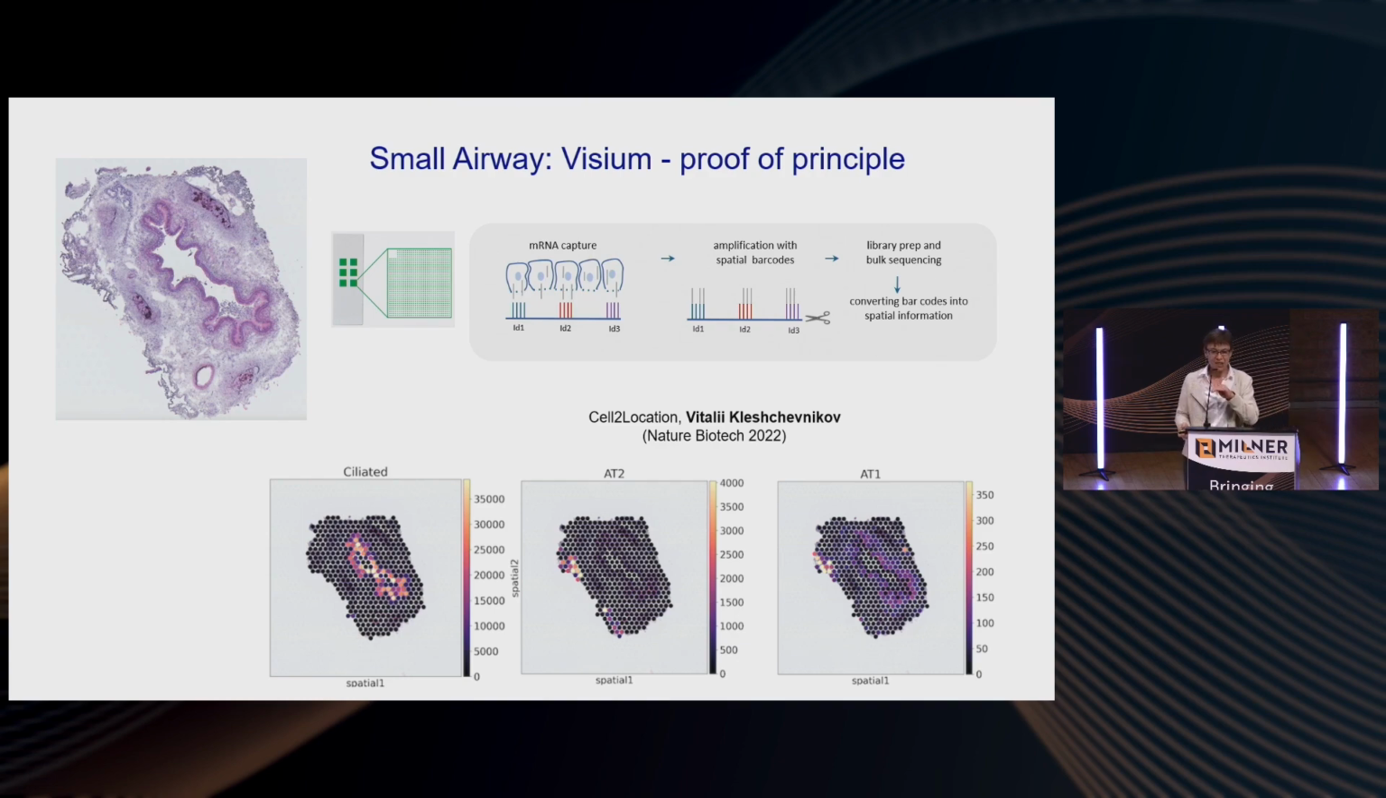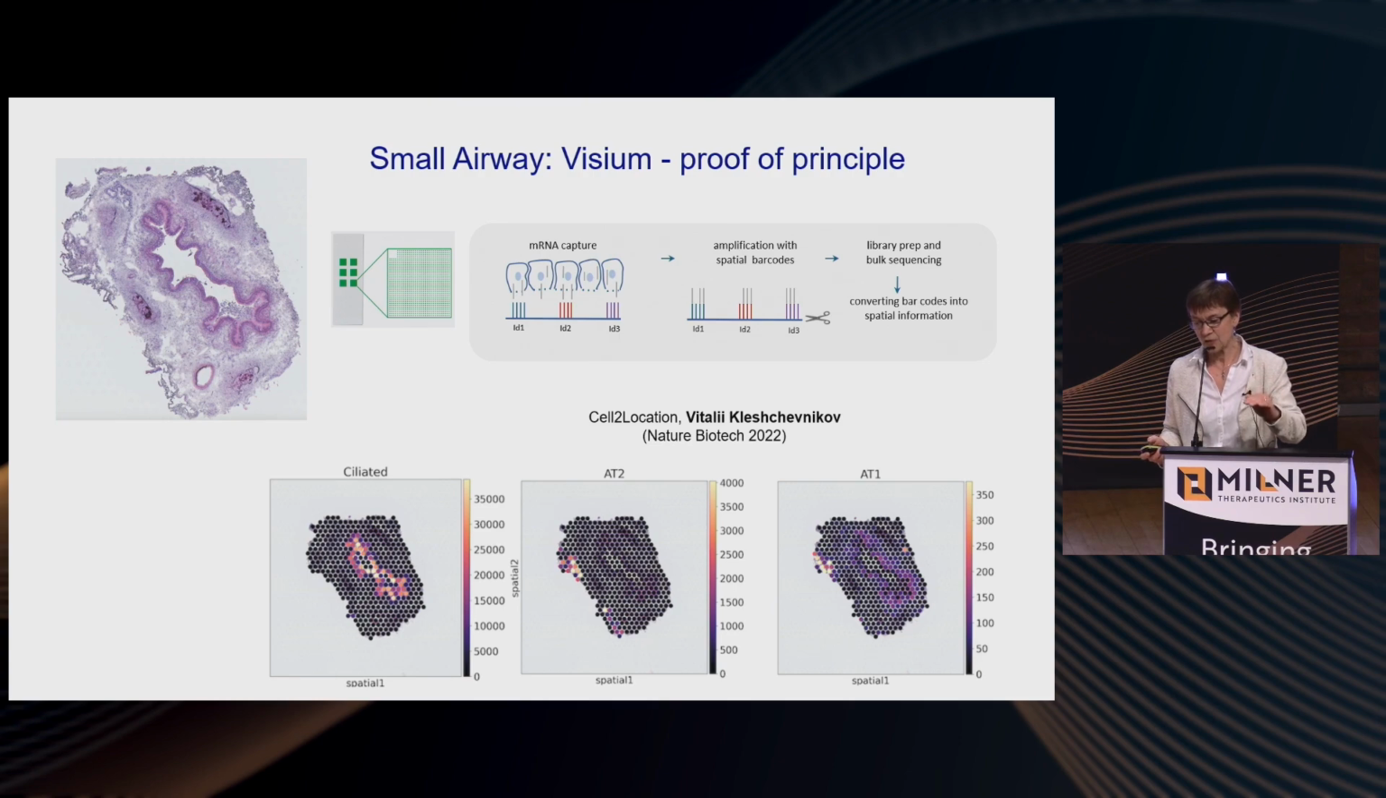So you then take the tissue, overlay it on this glass slide, the mRNA diffuses out and gets captured by the oligos, and then you make a library, sequence it, and because each of those oligos had a barcode, you can then map the transcripts back into space.